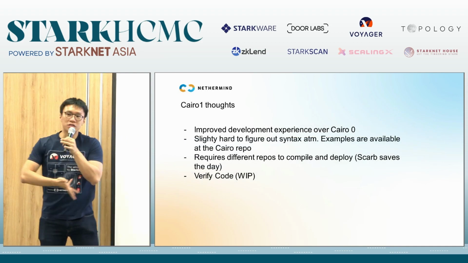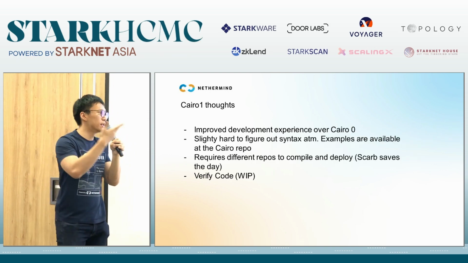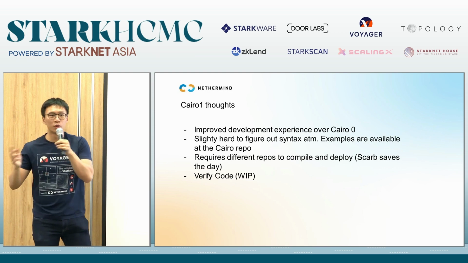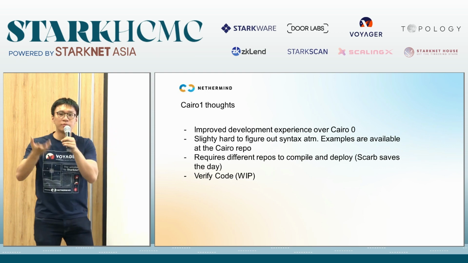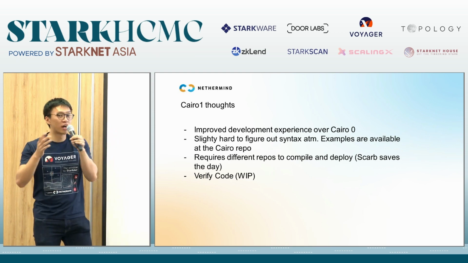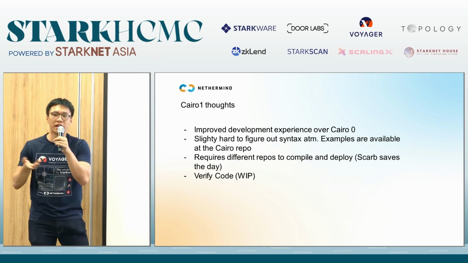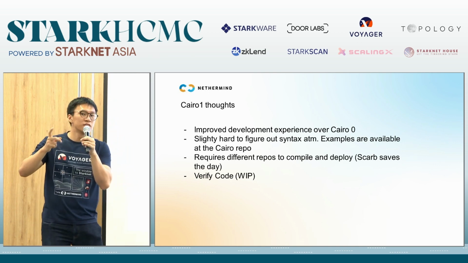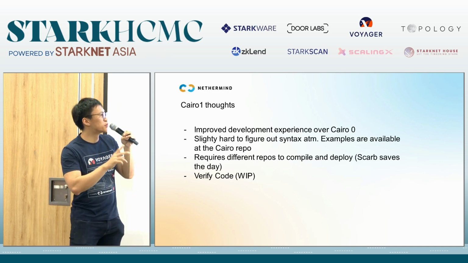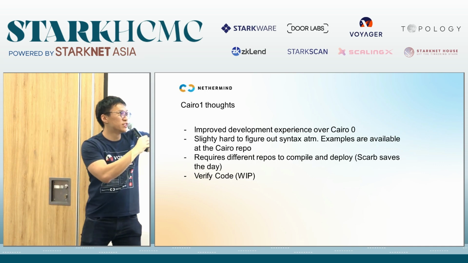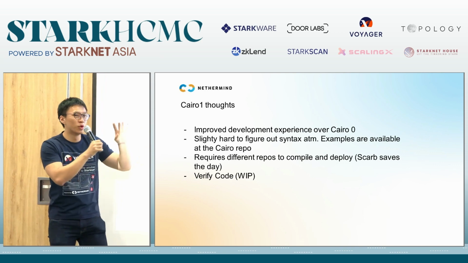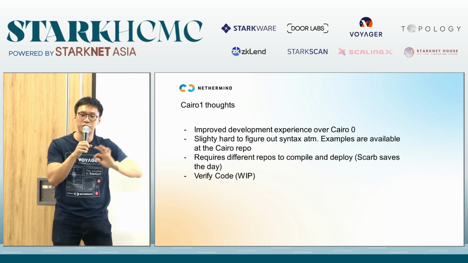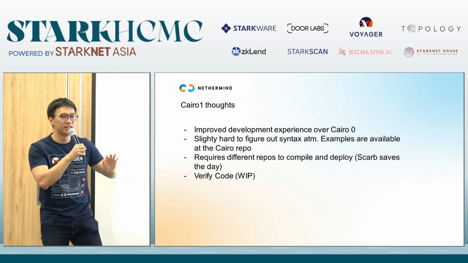So, Cairo 1 thoughts. I've made this shortcut or cheat sheet. I do have some thoughts that I want to include. It's definitely an improved developer experience over Cairo 0, especially since it has loops. It's slightly hard to figure out the syntax sometimes, so the strategy is to revisit the examples in the Cairo repo. Once you have seen some examples, you just mentally translate them in your head, remember the syntax, and then you're able to write code just like you would in Solidity.